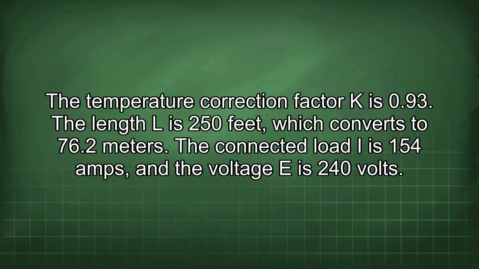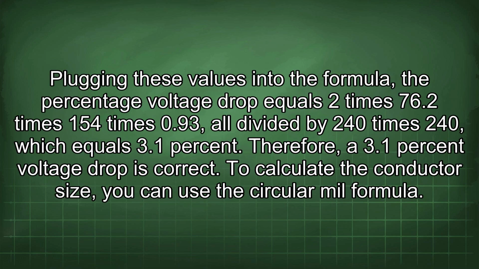The length L is 250 feet, which converts to 76.2 meters. The connected load I is 154 amps, and the voltage E is 240 volts. Plugging these values into the formula, the percentage voltage drop equals 2 times 76.2 times 154 times 0.93, all divided by 240 times 240, which equals 3.1%. Therefore, a 3.1% voltage drop is correct.